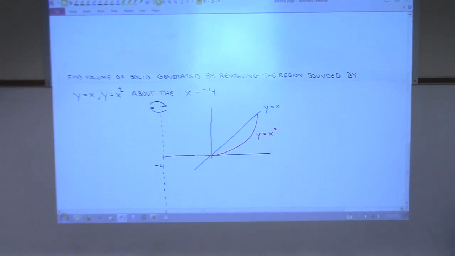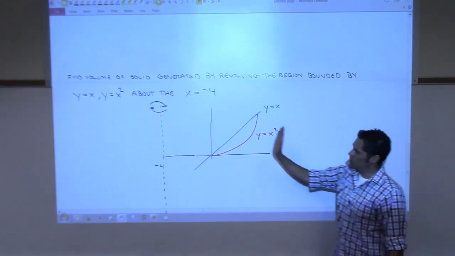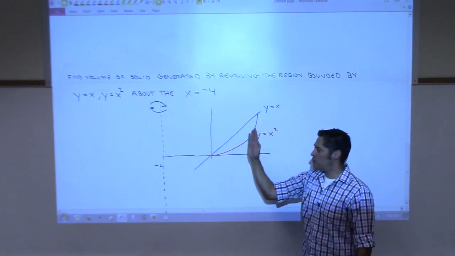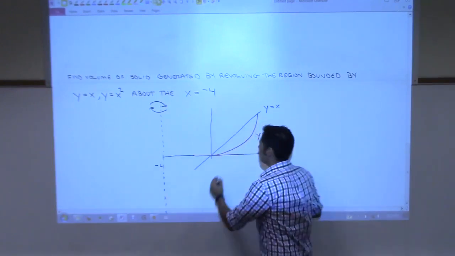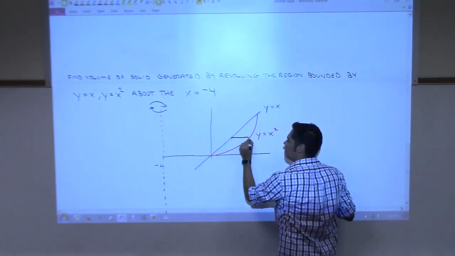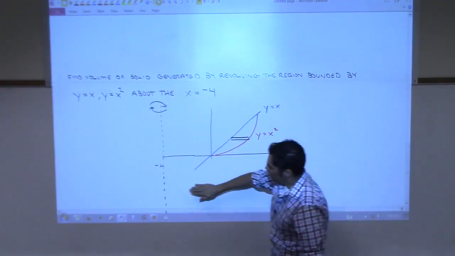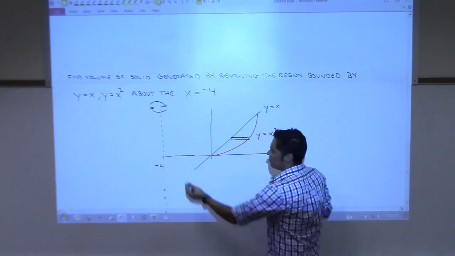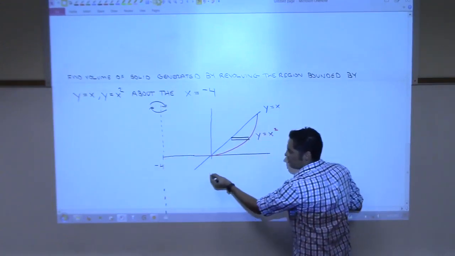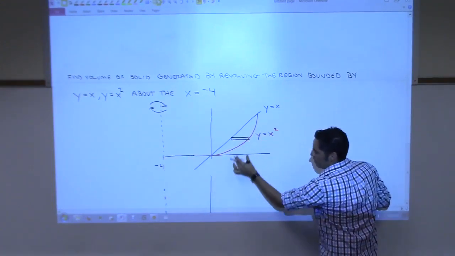So shall I go with vertical or horizontal rectangles? Horizontal, right? Because my axis of rotation is like this. So I'm going to draw my horizontal again. And now let's just transpose everything down again. So really there's like a little gap here. I'm just redoing this. My axis of rotation is here. My y-axis is here. My rectangle is here.